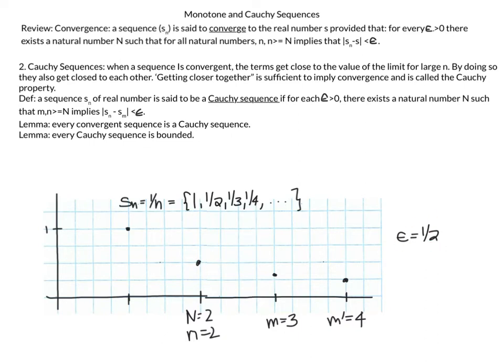If I want to go even smaller, epsilon equal to, say, 1/4, then my n has to be bigger. It probably has to be something over here. But no matter how small I choose epsilon, I can just go further out to find a capital N that will satisfy this condition. So that's what it is to be a Cauchy sequence.